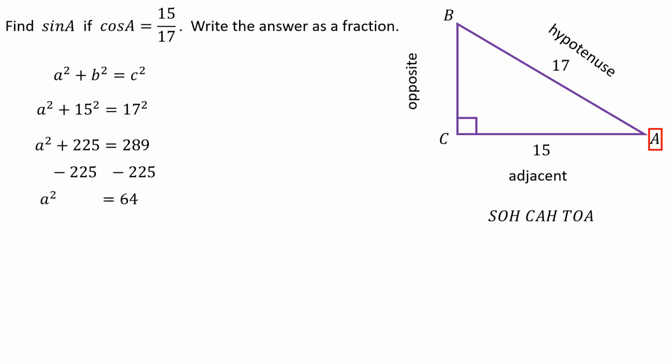Now, if you're thinking, whoa, 64 seems like that's way too big, that's because I haven't done the last step yet. I've got to take the square root. I get 8. So now I know the opposite leg has a value of 8. SOHCAHTOA reminds me that sine has to be opposite over hypotenuse. So sine of angle A has to be 8 over 17.